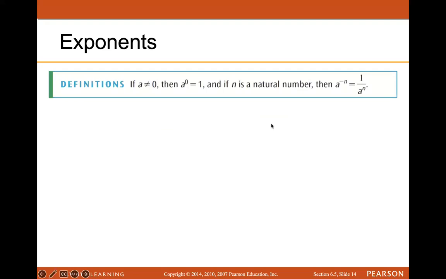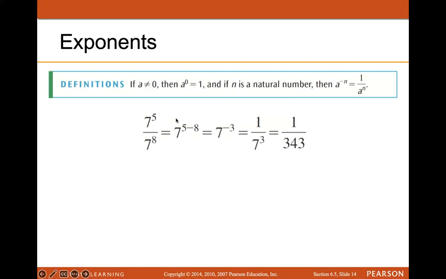All right, next, we have a rule for negative exponents. So first, it's saying that a to the 0 is equal to 1. And if n is a natural number, 1, 2, 3, 4, 5, et cetera, then a to the power negative n is equal to 1 over a to the n. In other words, a to the negative n is the reciprocal of a to the n.